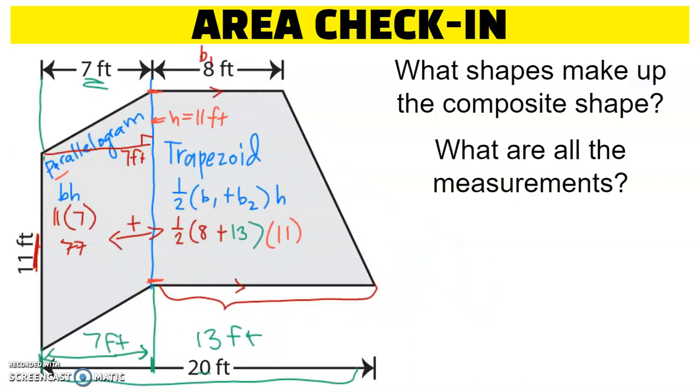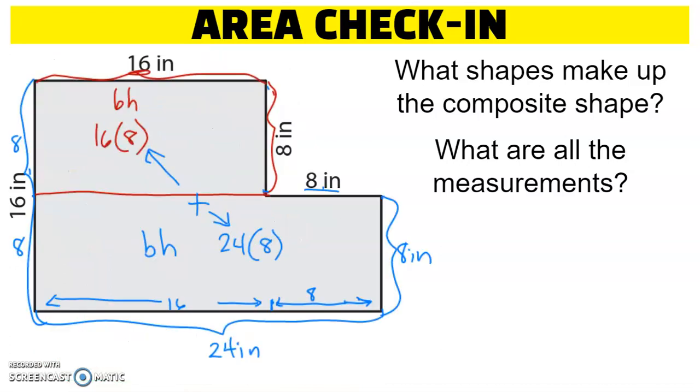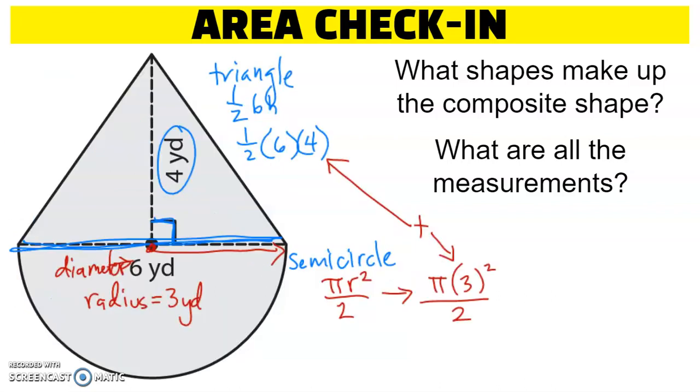So again, identify your shapes that make up the composite shape. What formulas do you need? And then find the measurements for those formulas. Add the two together, and there's your composite shape.